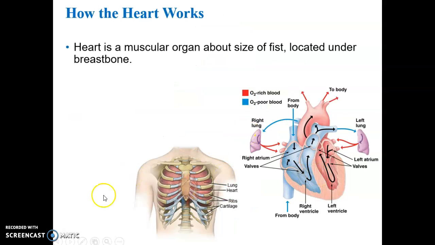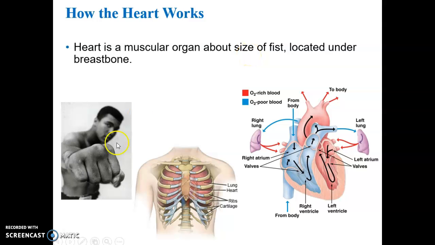So this amazing thing, your heart, it's a muscular organ made up mostly of cardiac muscle. It's about the size of your fist. There you go, Muhammad. About the size of your fist.